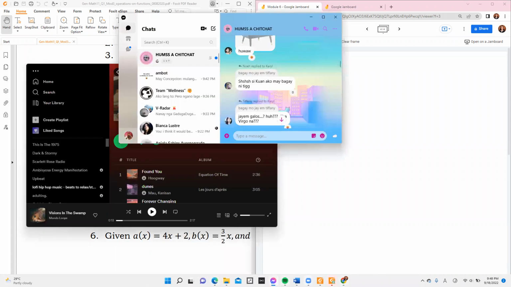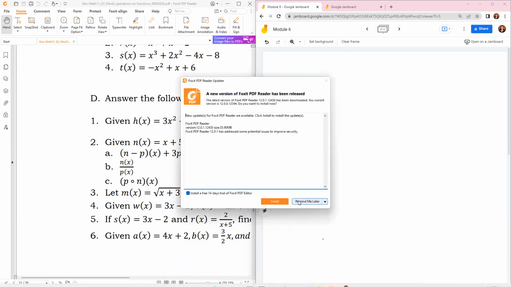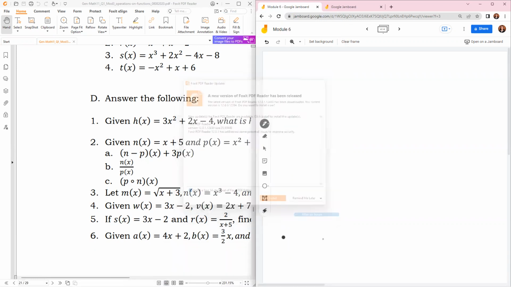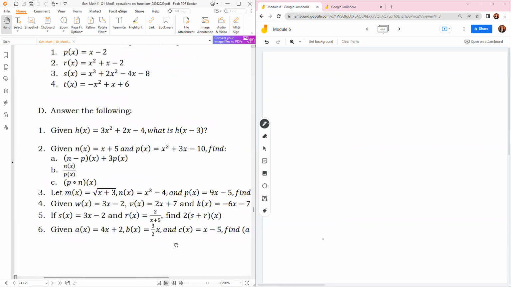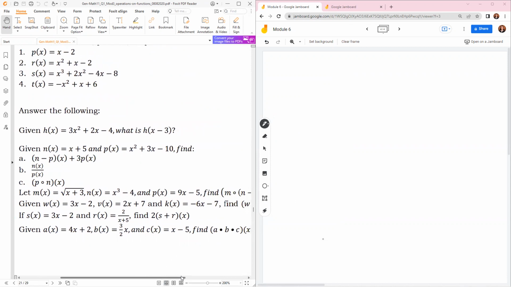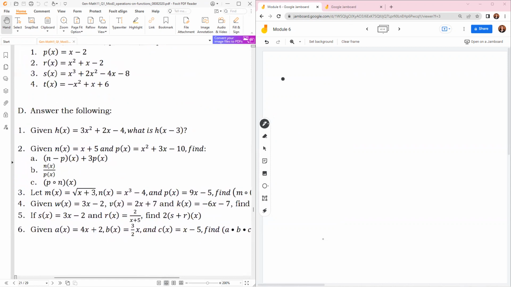So kids, naay nag-ask og question kung unsaon daw ni siya, kanang operations and functions. So nagdecide ko nga mag-discuss og mga examples. Alright? So let's try answering.